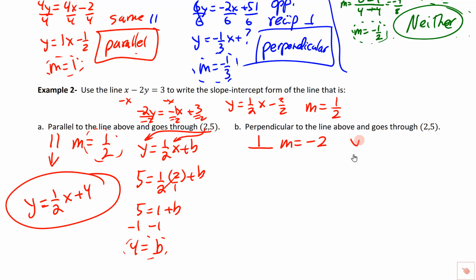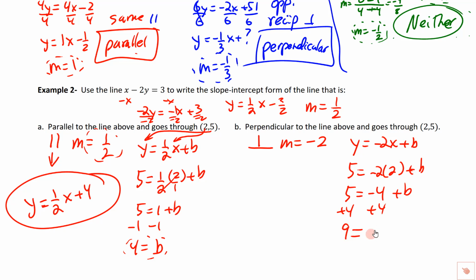For perpendicular, we end up with y equals negative 2x plus b. And again, we're going to plug the y in here, so the 5 is going to go right here. Negative 2 times whatever the x is, 2, so we're going to put that. And we get 5 equals, just be careful with the simplification here. Negative 2 times 2 is negative 4, and then we're going to add 4 to both sides. So we get a 9 over here and b over here. We know what the y-intercept is now. We knew what the slope was a few minutes ago, so we get y equals negative 2x plus 9. So that's the one that's perpendicular.